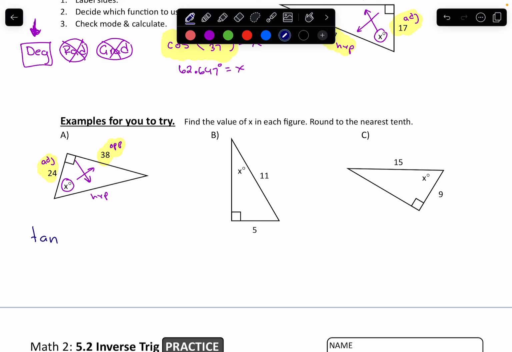But I don't want regular tangent. I want tangent inverse because I'm looking for the angle. So opposite goes on top of tangent. Adjacent goes on the bottom of tangent. And when I put that in the calculator, I'm going to get x. I don't like that these are x. I wish that they were theta, but that's okay. So I hit my tangent inverse button. If I can get my calculator in the right place. Tangent inverse of 38 divided by 24. And I get 57.724.